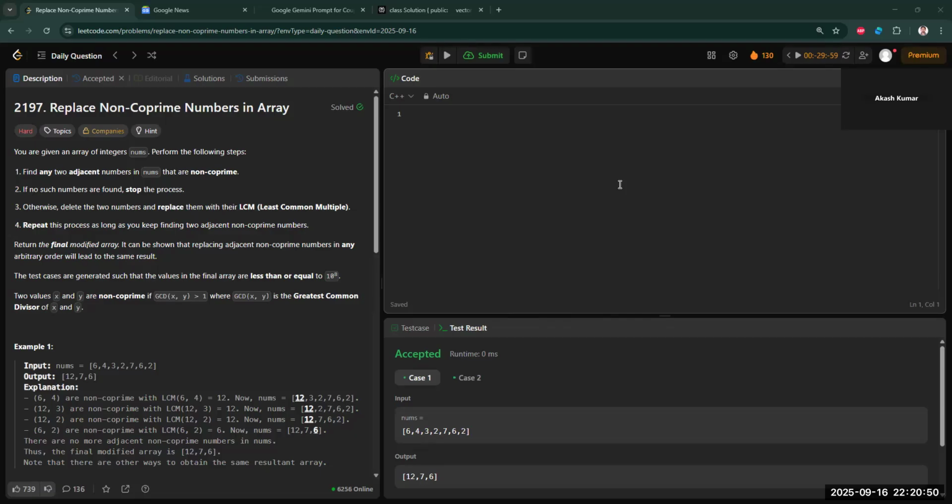Hello everyone. Let us discuss today's LeetCode challenge problem. Today's question is replace non-coprime numbers in the array. So let us understand the problem and then the solution.